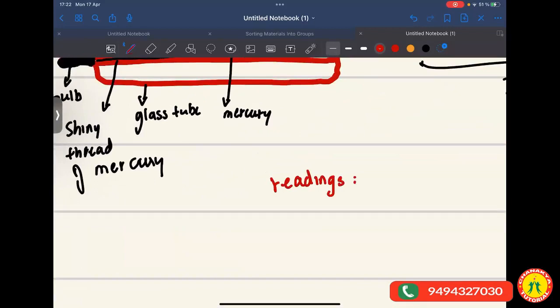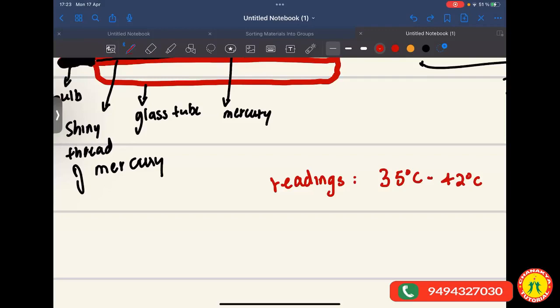The reading will range from 35 degrees Celsius to 42 degrees Celsius, because no body temperature can go below this. This is the normal range. That doesn't mean it will not show 100 or more. If you keep the thermometer in a hot cup of tea, it will show more than this. But this is the range shown because you're using it only for clinical purposes, only for human body temperature measurement.